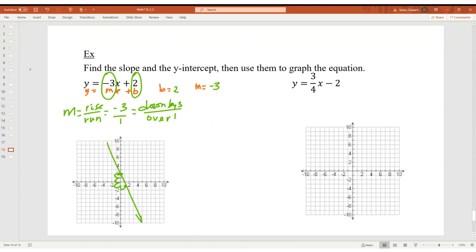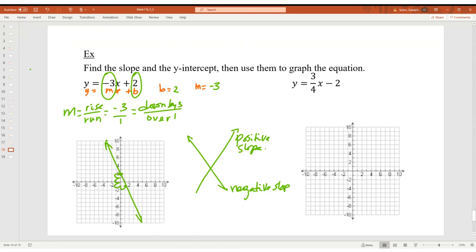So this is the slope of the line. I want you to pay attention. When the slope is negative, it goes this way, downhill, negative slope. Uphill, if it goes this way, it is positive slope.